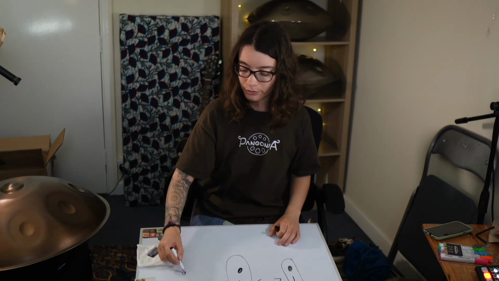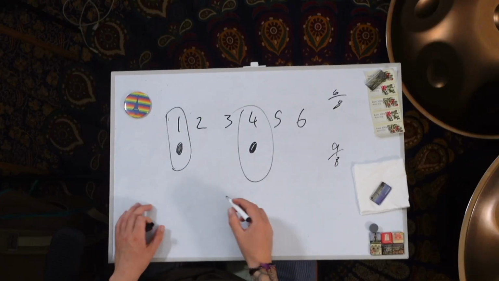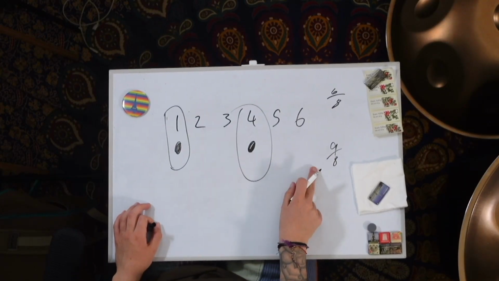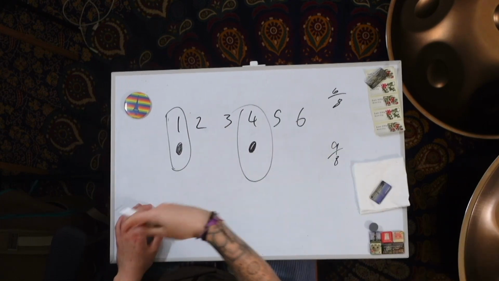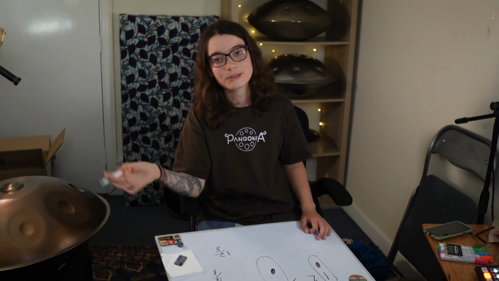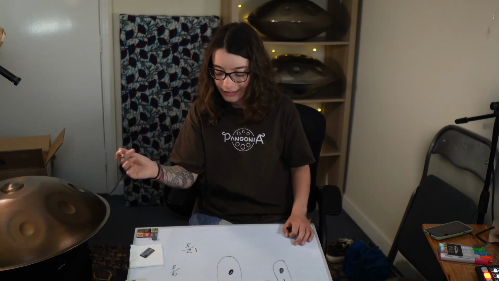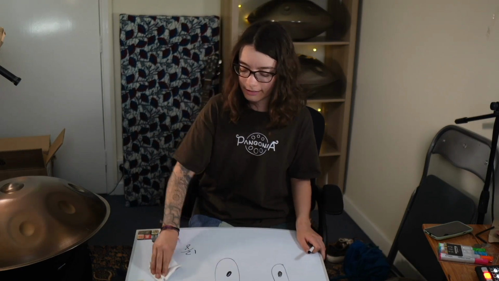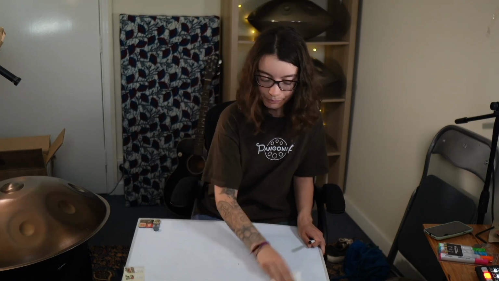So the same for 9/8, which we'll also come back to later. That's 3 groups of 3. 1 and a 2 and a 3 and a, 1 2 3 4 5 6 7 8 9. And then for 12/8, we have 4 groups of 3. 1 and a 2 and a 3 and a 4 and a, 1 and a 2 and a 3 and a 4 and a. So that's compound time, and that's quite popular as well. We've probably heard 6/8 at least in a lot of different places.